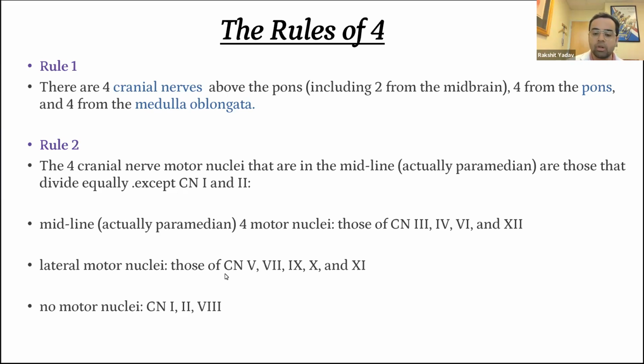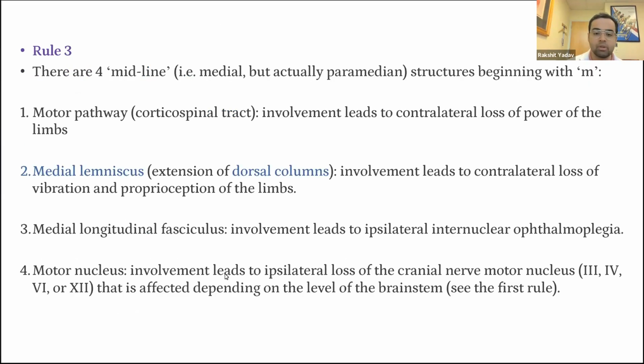The lateral motor nuclei consist of the fifth cranial nerve, seventh, ninth, 10th, and your 11th. And there are no motor nuclei in cranial nerves 1, 2, and 8, that is your vestibulocochlear. So these are two rules of the rules of four.